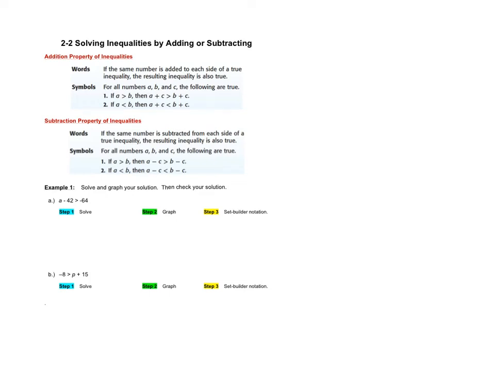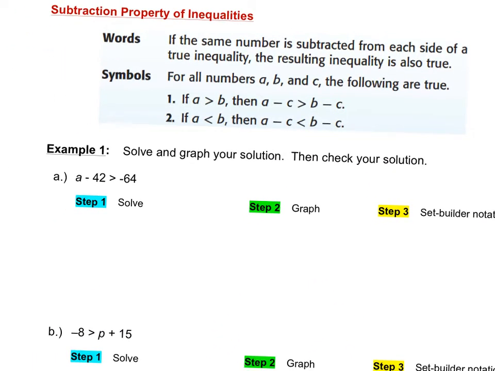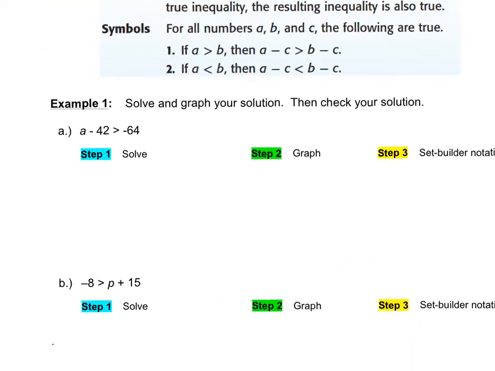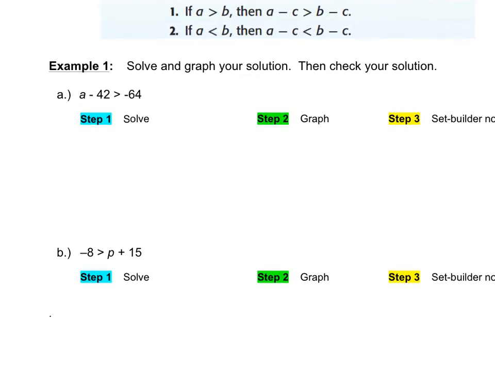This is 2-2, solving inequalities by adding and subtracting. The good thing is that solving inequalities with addition and subtraction are exactly the same as solving equations. So this shouldn't be too challenging for most of you at this point because we're getting good at isolating the variable. So in example 1a, we want to isolate the a, so I would be adding 42 to both sides.